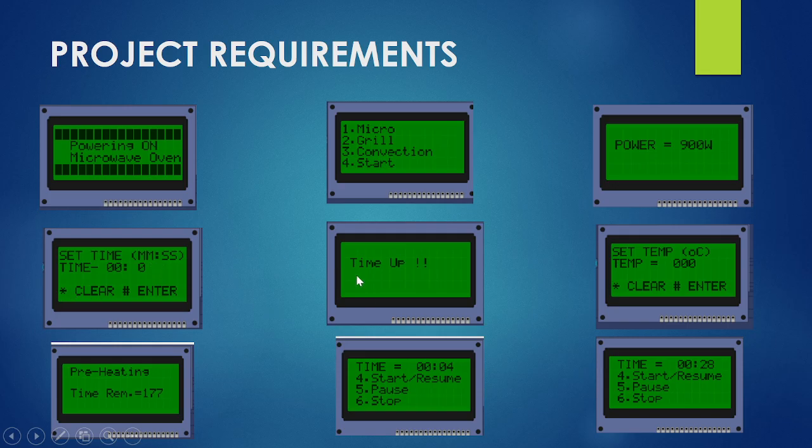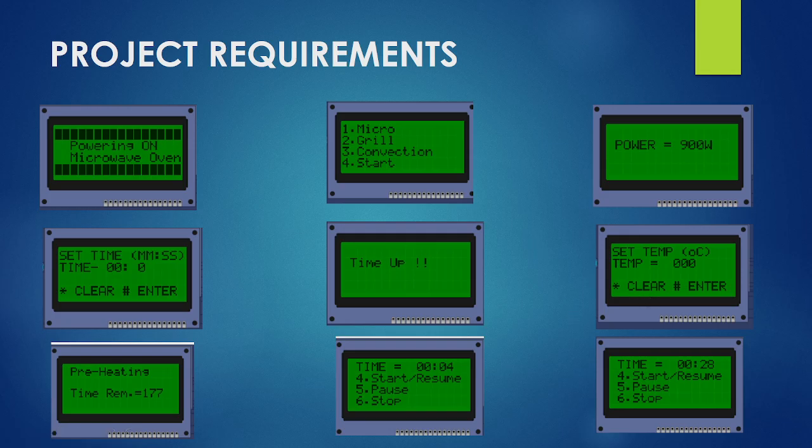Then when the time is up, something like this should be displayed on the LCD, and the buzzer should also ring. And in the convection mode, the grill mode is the same as the micro mode. So let's talk about the grill convection mode.